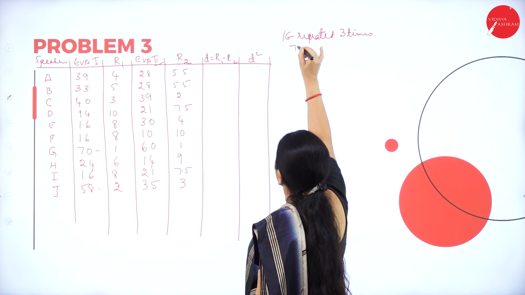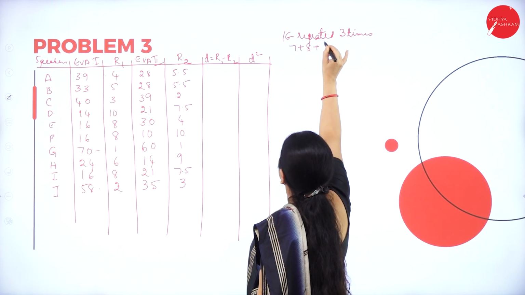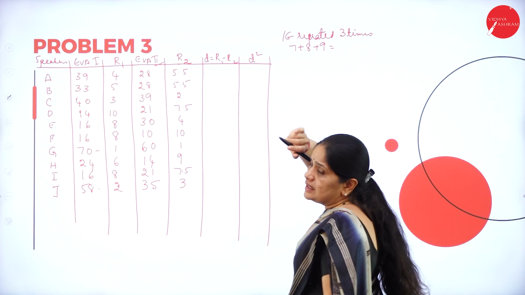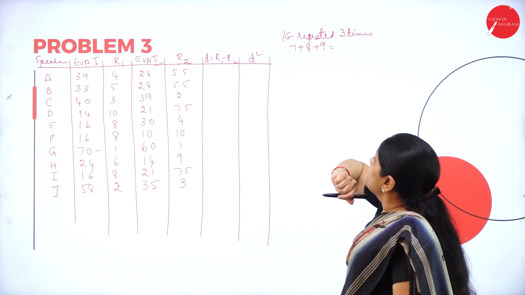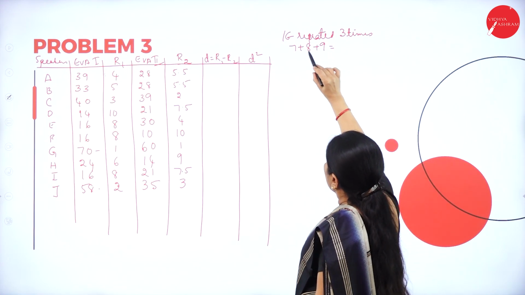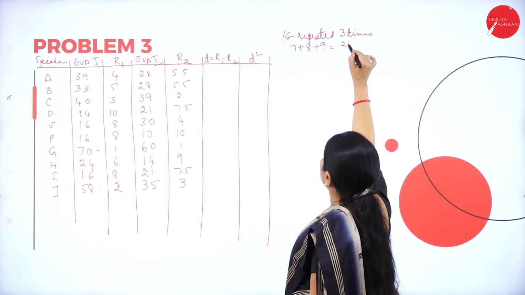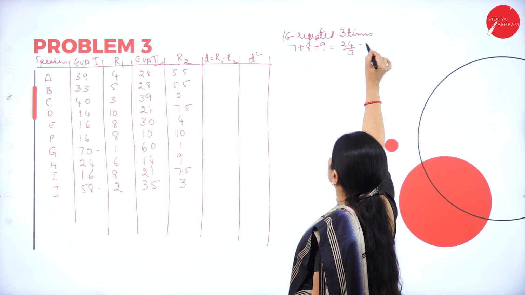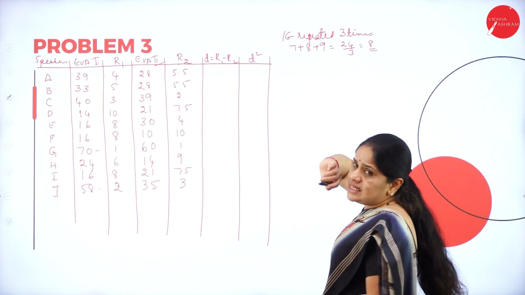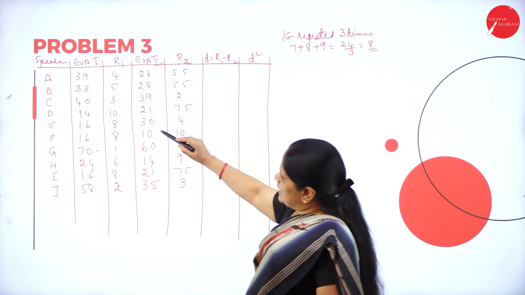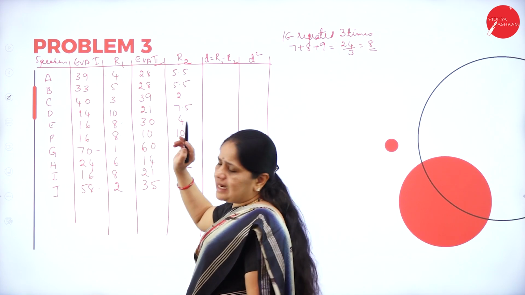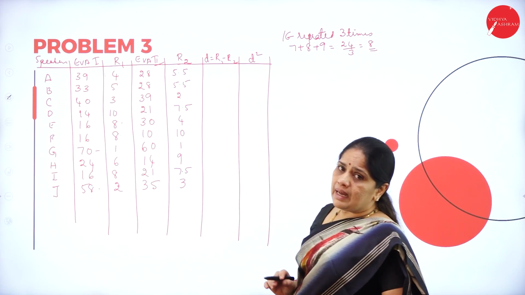So that means 7th plus 8th plus 9th rank. They have been repeated 3 times. So 9 plus 8 is 17, 17 plus 7 is 24, divided by 3. I get the rank as 8. So I am giving 8, 8, 8 ranks for all the 3 numbers.